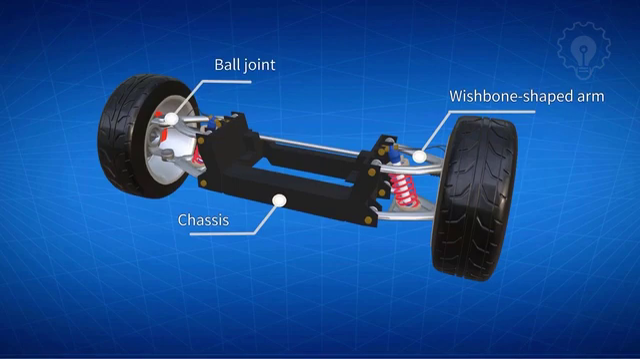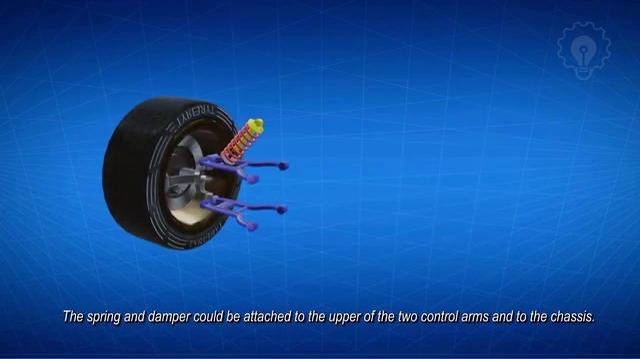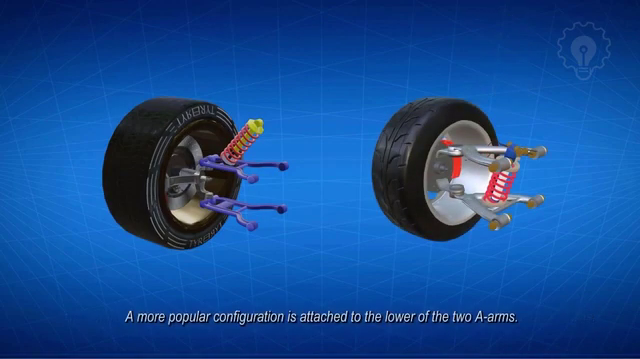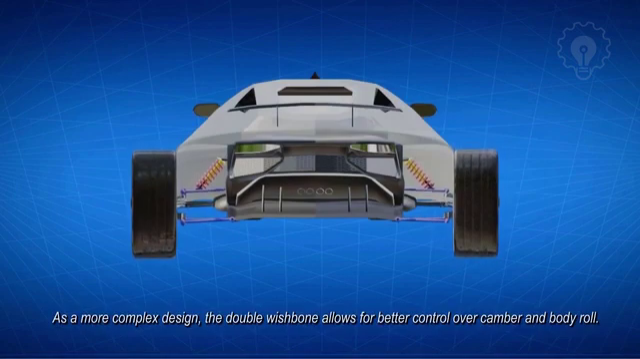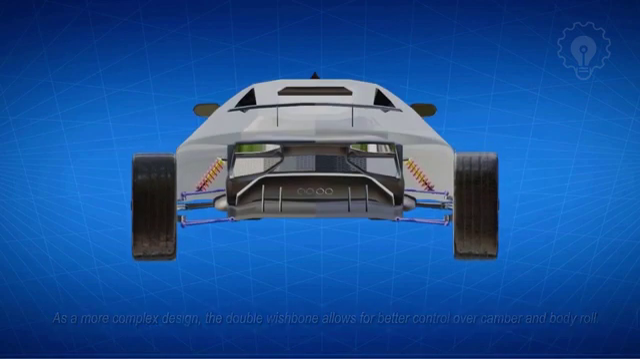Each wishbone or arm has two attachment points on the chassis, and one joint at the steering knuckle. Vertical motion is controlled via the coil spring and shock absorber mounted on the wishbones. The spring and damper could be attached to the upper control arms, and to the chassis. A more popular configuration is attached to the lower of the two A-arms, as the system is much more compact. As a more complex design, the double wishbone allows for better control over camber and body roll.